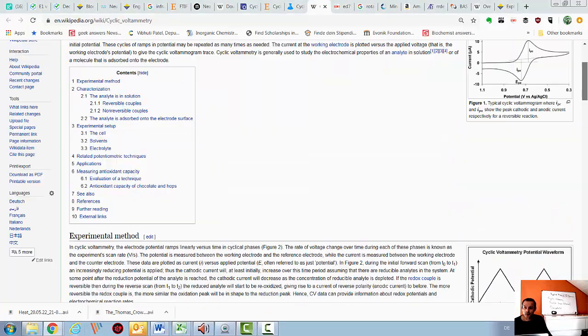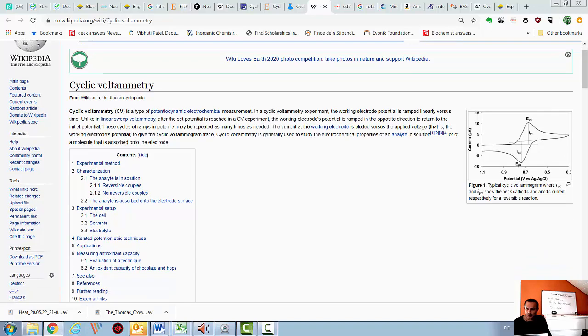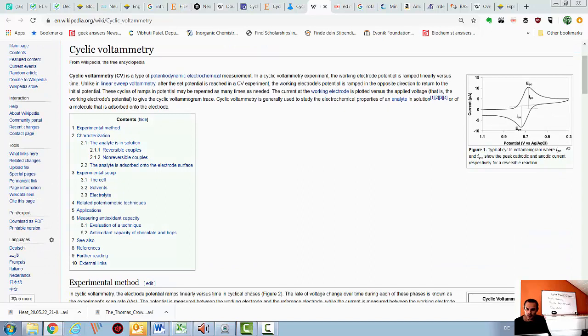This is the Wikipedia article for cyclic voltammetry. You can see the diagram that I was trying to draw here, and it has a long explanation. Some of it is a little bit complicated, but it's not too bad. So we've got voltage going up, coming back down again. In this case, it's starting at negative and going positive.